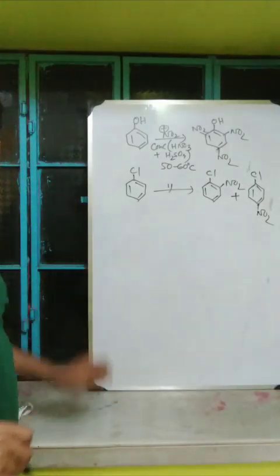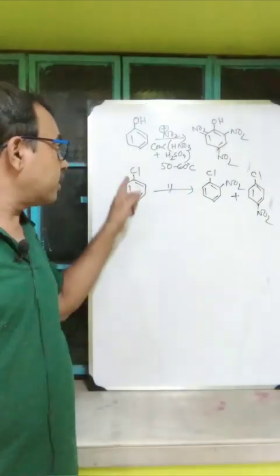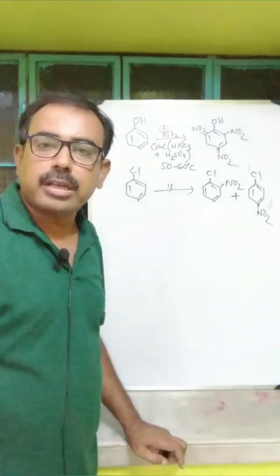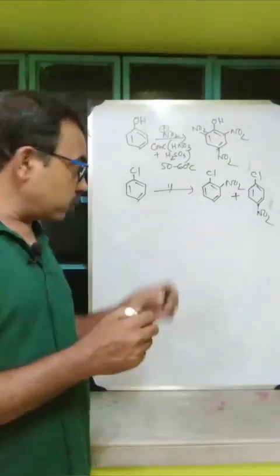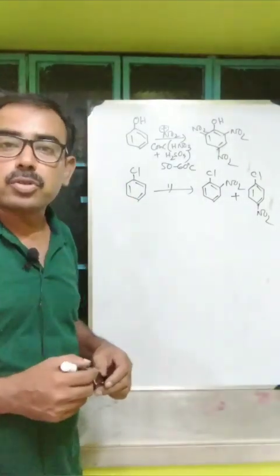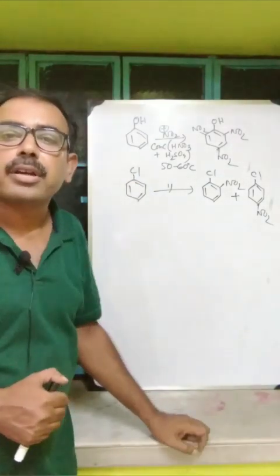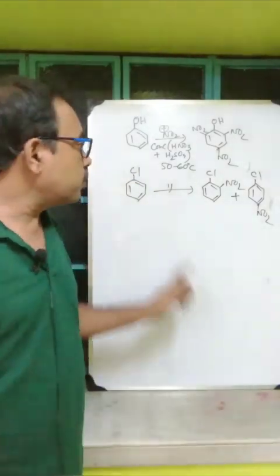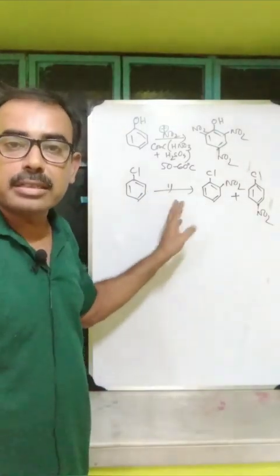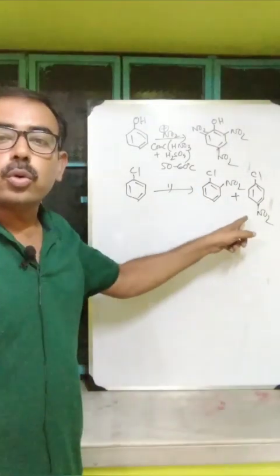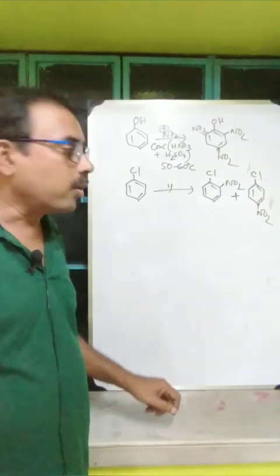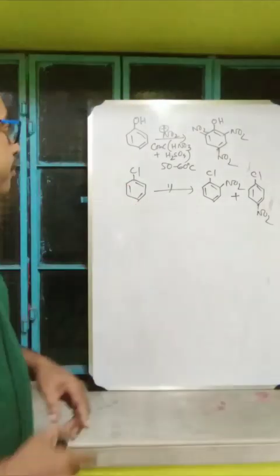Okay. But again, chlorine is more electronegative than carbon, so chlorine will shift the bond pair electrons towards itself, so it is a deactivating group. It has a minus I inductive effect, so it is supposed to be meta orienting, but here it is acting as an ortho para orienting group. Okay, so why does that happen?